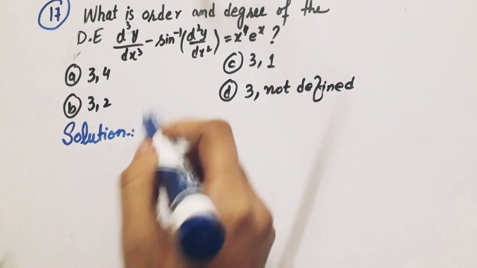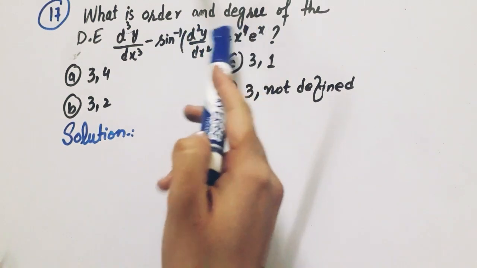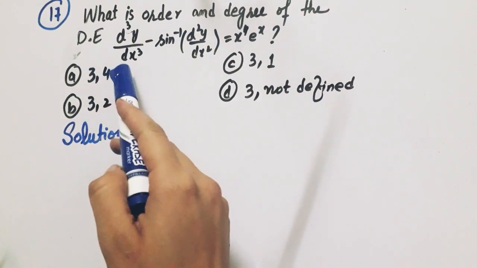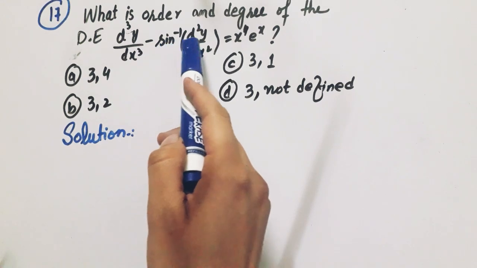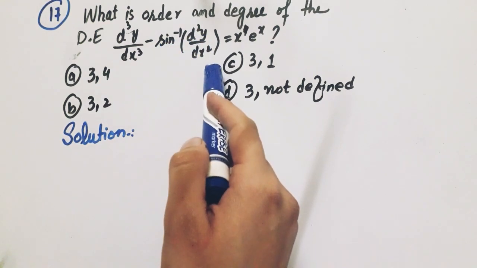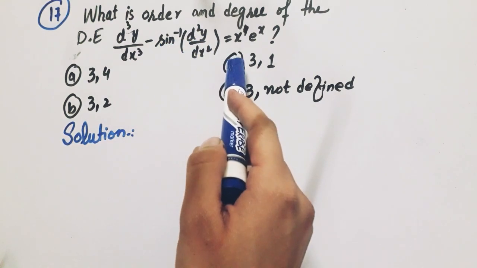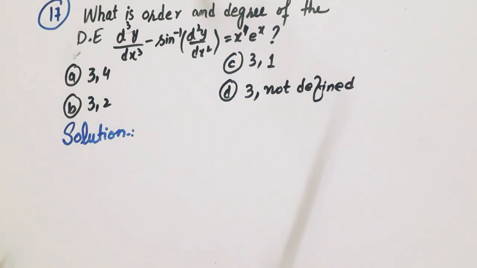Now MCQ 17 is: what is the degree and order of the differential equation d cube y over dx square minus sine inverse d square y over dx square is equal to x for ex.